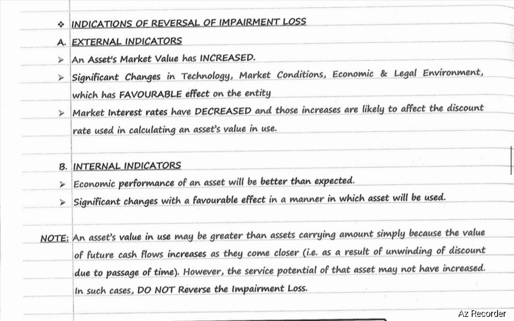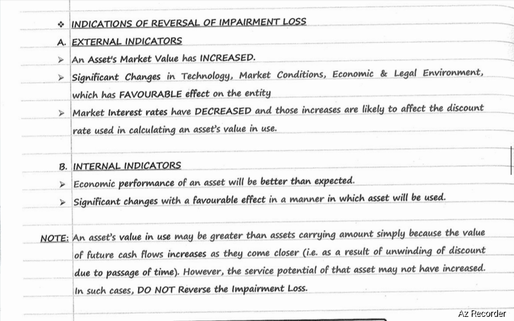There are two internal indicators. First one, economic performance of an asset will be better than expected. Second, significant changes with a favorable effect in the manner in which the asset will be used. That means there is a favorable effect regarding the usage of the asset.